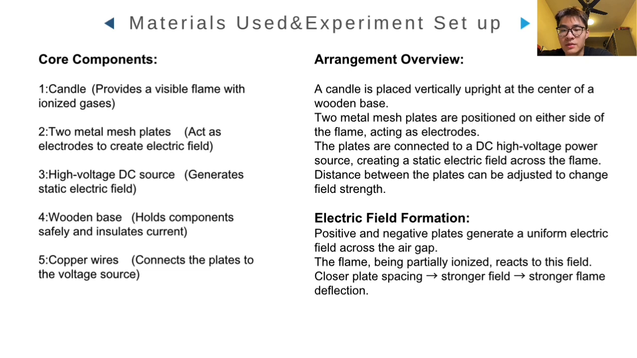So this setup is simple. The candle is placed between the 2 plates, which are connected to the power source. This creates a static electric field across the flame. By adjusting the plate distance, we can control the strength of the field. A closer distance means a stronger electric field, which may cause a stronger flame deflection.